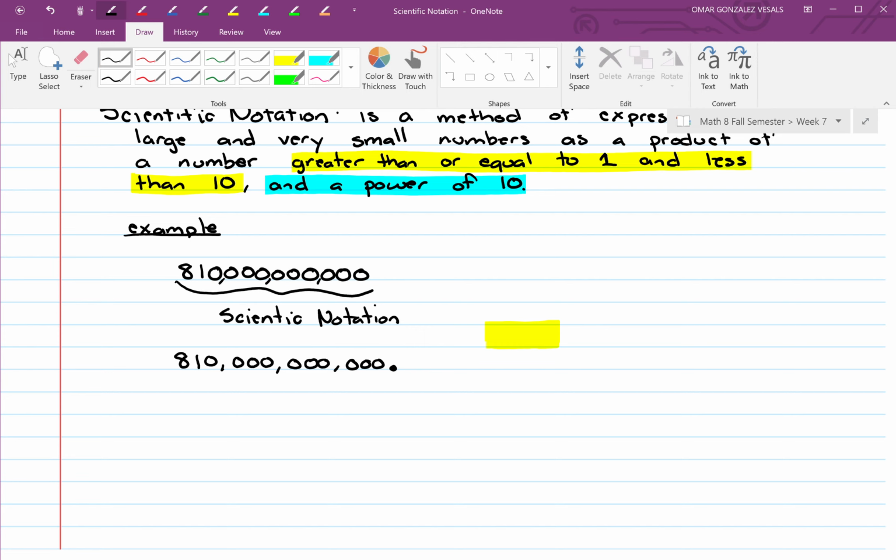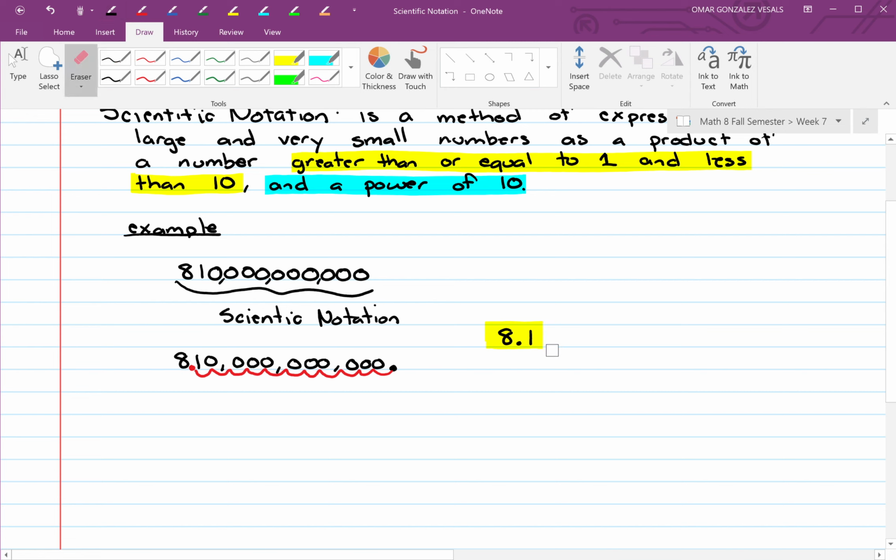Okay, so I need to move this decimal point, and all you have to do is count with me. 1, 2, 3, 4, 5, 6, 7, 8, 9, 10, 11. So I moved it 11. Why did I stop there? Yeah, exactly. 8.1, right? It's less than 10, but it's greater than or equal to 1. So my number is going to be 8.1. That's why I put it in the highlighted, so it's 8.1.